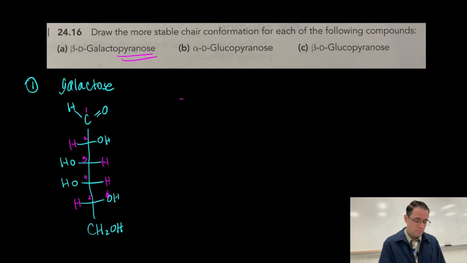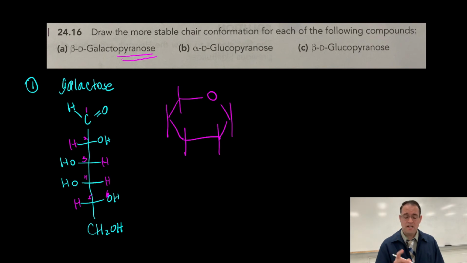Step three, position your oxygen in that upper right-hand corner. Step four, draw your hatch marks. Step five, draw the hemiacetal hydroxyl group in the correct orientation given the beta, okay? Beta means up, alpha means down. So beta is up, so we draw that OH going up, okay? And that's carbon 1.